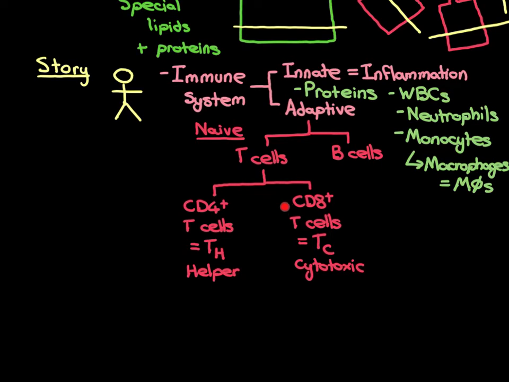We do not believe that the CD8 positive T cells are particularly important in multiple sclerosis. At present, we believe it's the CD4 positive T cells and the B cells that are important in multiple sclerosis.